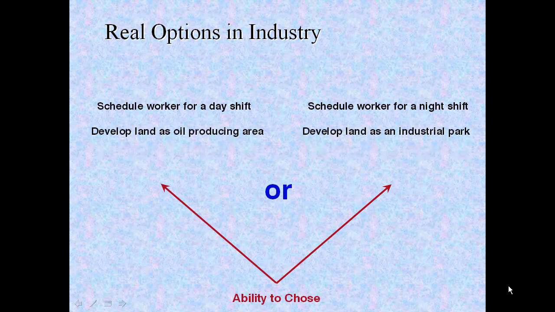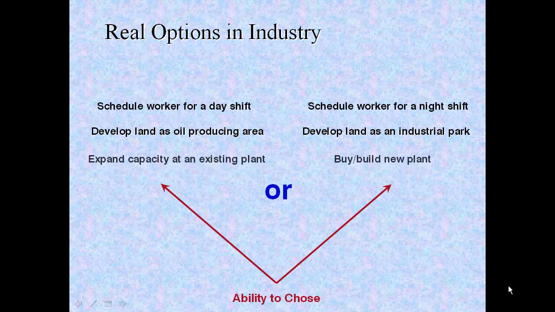Develop land for oil production or develop that same property as an industrial park. Any asset that has dual or alternative uses has a real option value. Expand capacity at an existing plant or buy or build another plant. A plant having the infrastructure that allows for expansion provides real option value to a company. Now these are examples of real options, but these options will be exercised, that is to say, the choice between A and B will be made for reasons other than price. These are indeed real options, but are beyond the scope of the type of optionality we are discussing here.